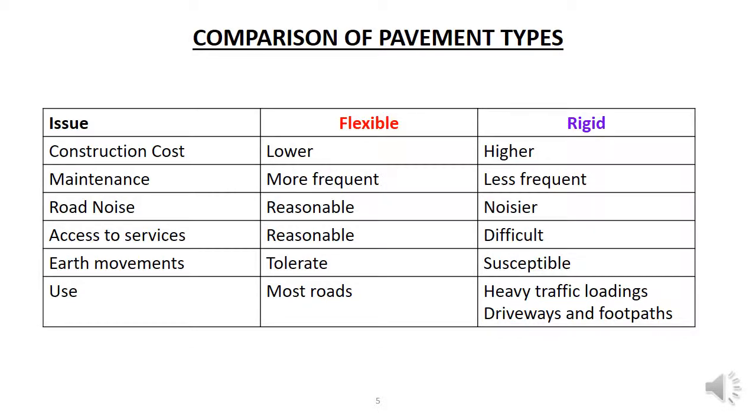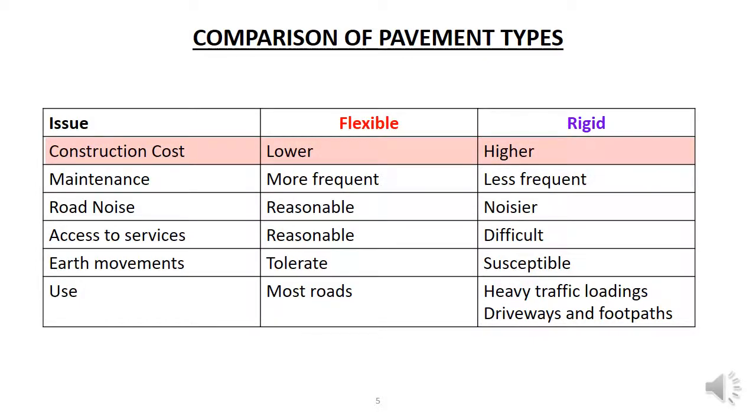There are a number of differences between flexible and rigid pavements, as summarized in this table. These differences can influence the quality of the pavement type in a particular use, that is, how well it meets the requirement of that particular situation. For example, in this slide we will see that rigid pavements may provide a higher quality solution for heavy traffic loadings, while flexible pavement may be a better solution for most other roads, mainly by virtue of their lower cost.